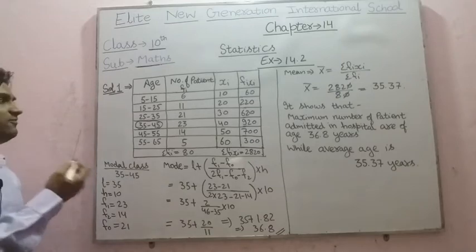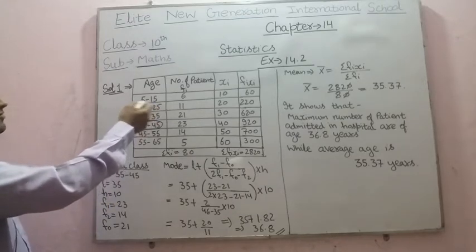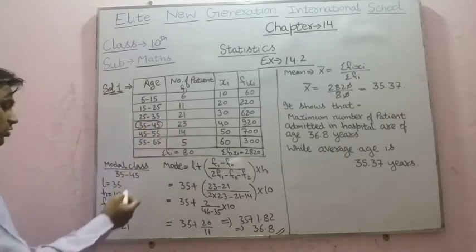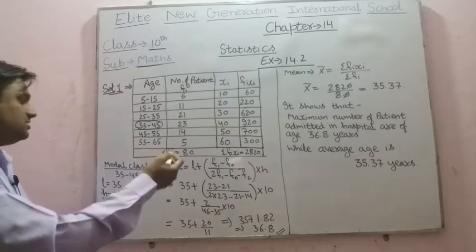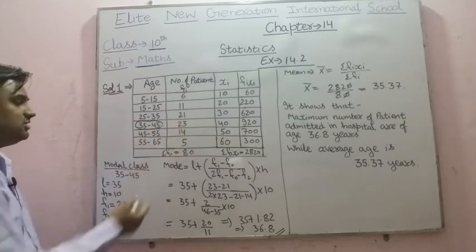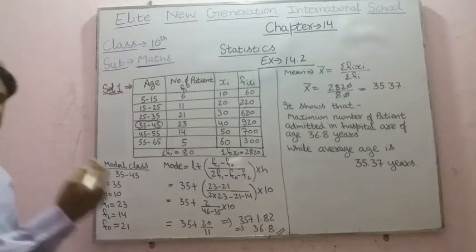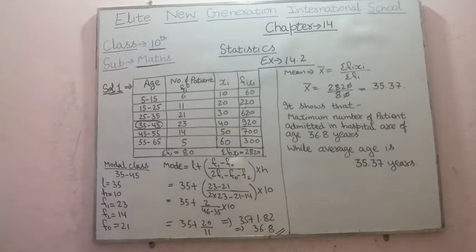Now h is the class size. The class size is 15 minus 5, or 45 minus 35, which is 10. So h equals 10. f1 is the frequency of the modal class, which is 23. f2 is the frequency of the class succeeding the modal class, which is 14. So f2 will be 14. And f0 is the frequency of the class preceding the modal class, which is 21. So f0 equals 21.